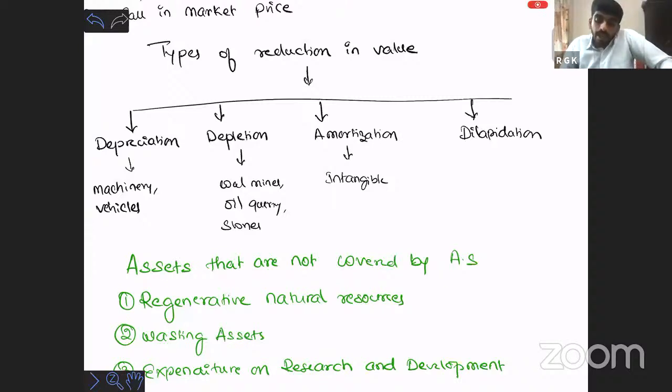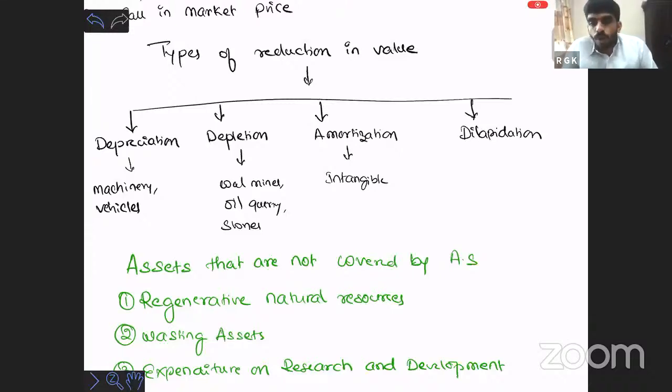Next is dilapidation. So what is this dilapidation, sir? Now we have to understand a new term for you. What happens is sometimes buildings are given on lease. Let us say you have constructed a beautiful building and you have given it on lease for a hotel.